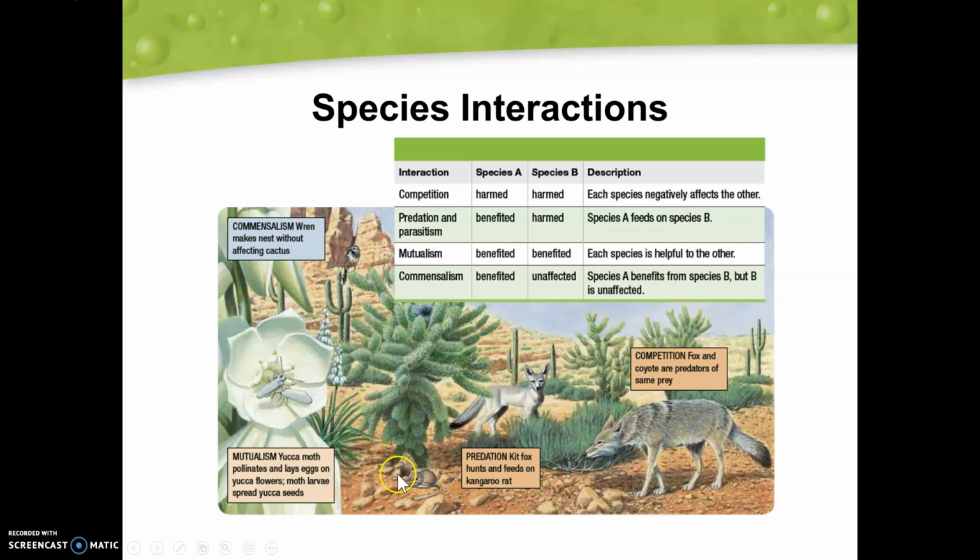So say it's this little mouse here. Since they're both trying to eat the mice, they're both going to be harmed because if the population of mice decreases, they aren't going to have enough prey to survive.